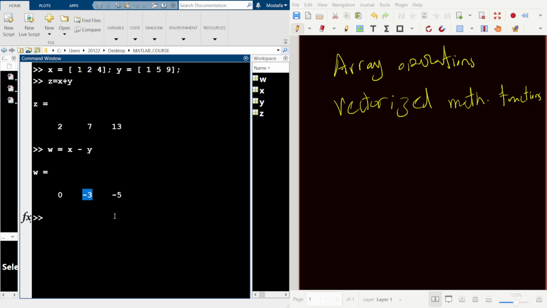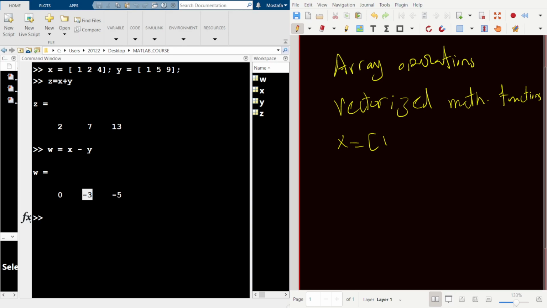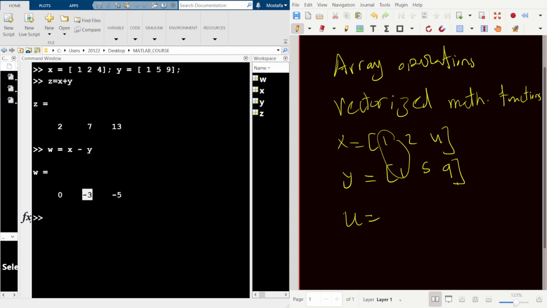Now, suppose we would like to do element-wise multiplication. So what we mean by this, let's actually highlight it here. So we have x equals 1, 2, 4, and we have y equals 1, 5, 9. If you ask MATLAB to do element-wise multiplication, let's say to calculate array U, you are hoping to get 1 times 1, and that's basically 1, 2 times 5, that gives you 10, and 4 times 9, that's 36. So that's what you are hoping from MATLAB.